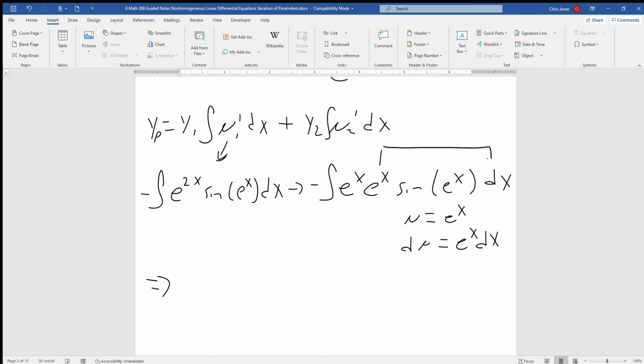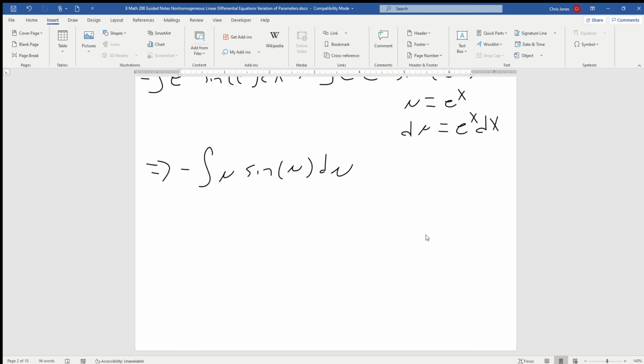All right, so let's think about what happens when we're done with this substitution. e to the x dx is du. Anywhere else we have an e to the x is a u. So what we're going to end up with is the integral of u sine u du. All right? And although you might not like that, you can evaluate that integral by using parts.